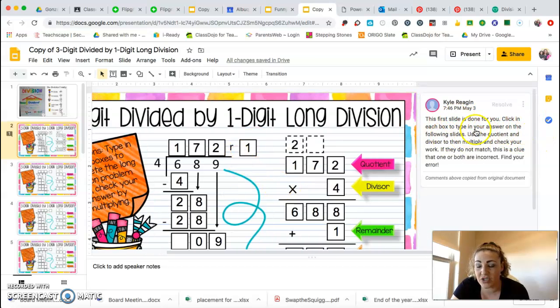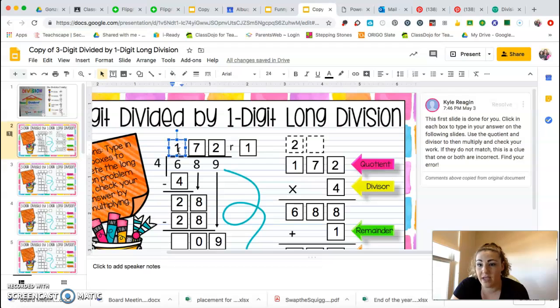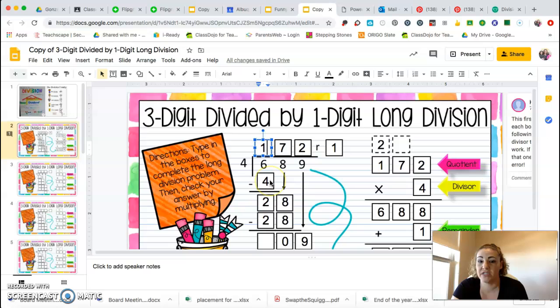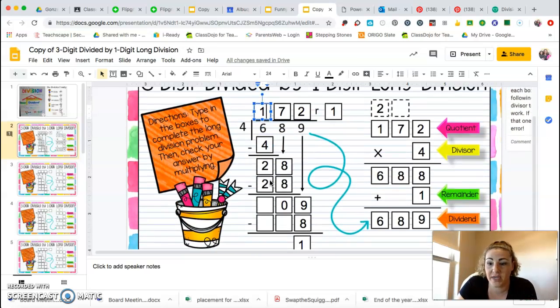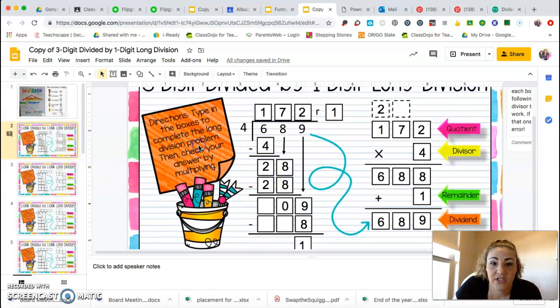Miss Reagan's directions say to click in each box to type in your answer on the following slides, and use the quotient and divisor. She has some directions for you right there. I'm going to talk to you a little bit about what happened here.